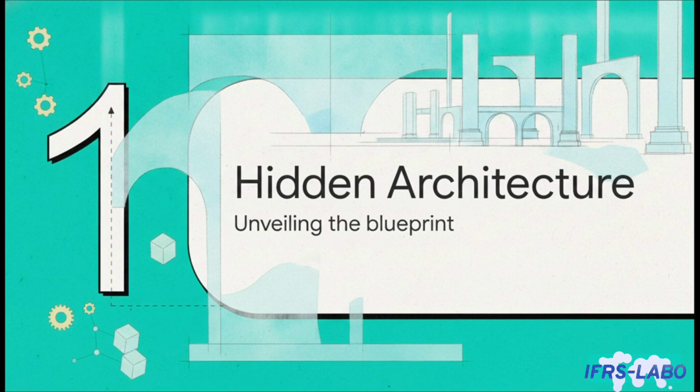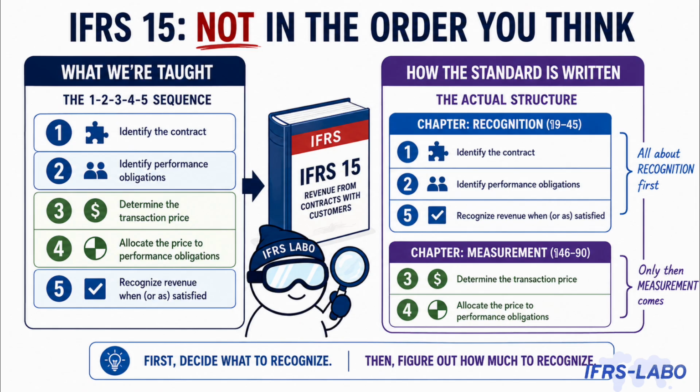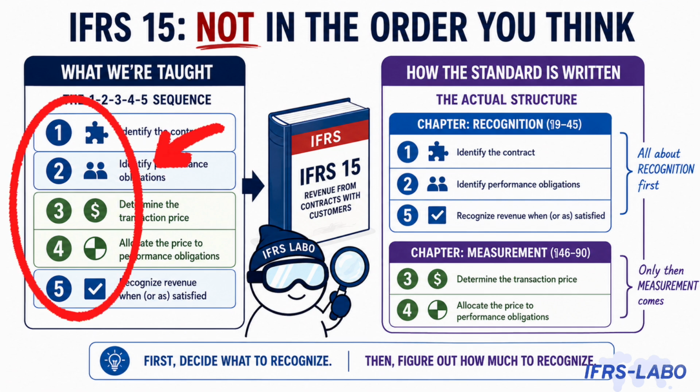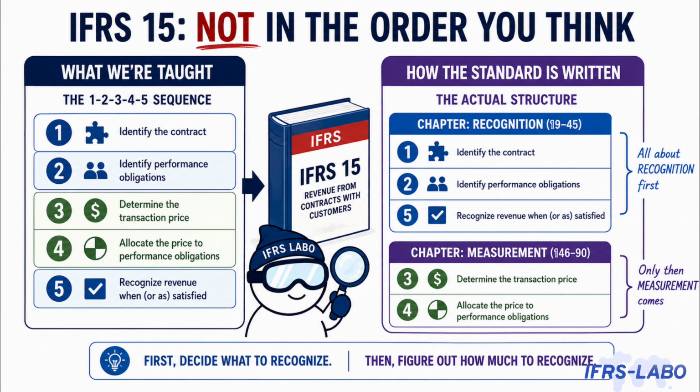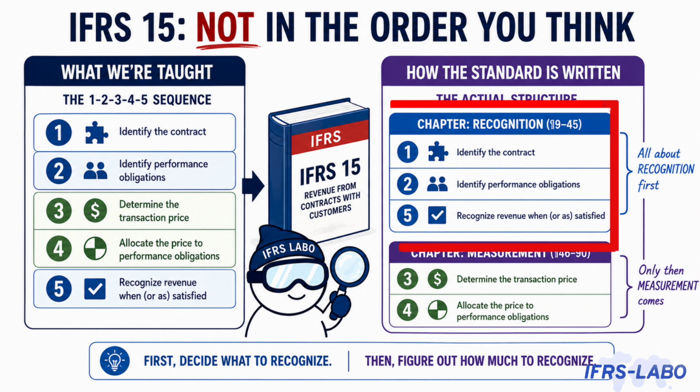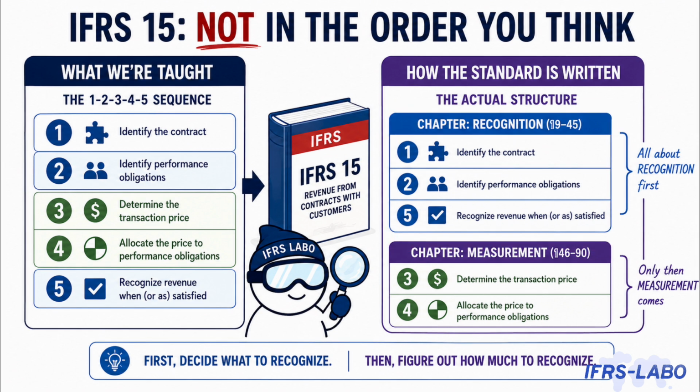Unveiling the blueprint. Okay, so we are all taught the familiar 1, 2, 3, 4, 5 sequence, but if you look at the literal paragraph breakdown of the standard itself, that sequence doesn't actually exist in that order. Seriously, the standard groups steps 1, 2, and 5 together in a single chapter called Recognition, covering paragraphs 9 through 45. It addresses them one right after the other, without pausing to price a single thing.